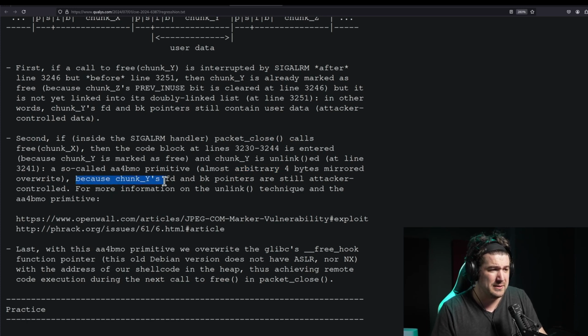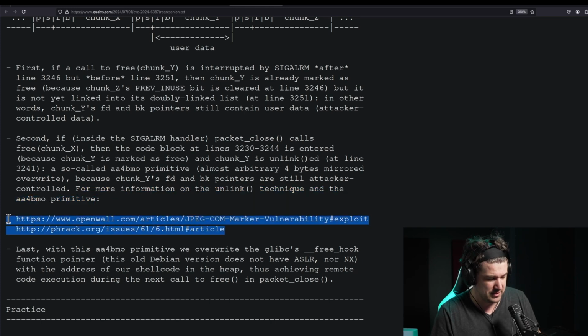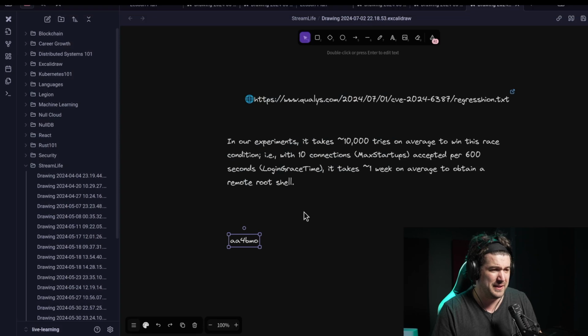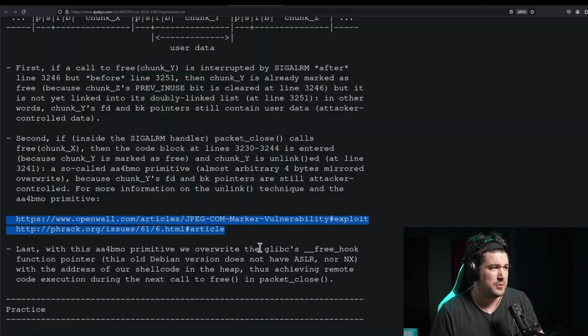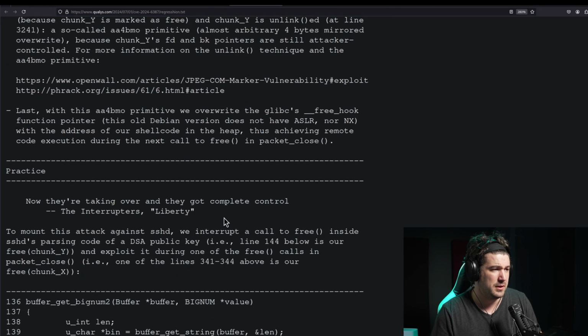Because chunk Y's forward and backward pointers are still attacker controlled. For more information on the unlink technique, we're going to slap this into our doc of things to look up later. Cool. With this A4BMO, that's what we're going to call it.